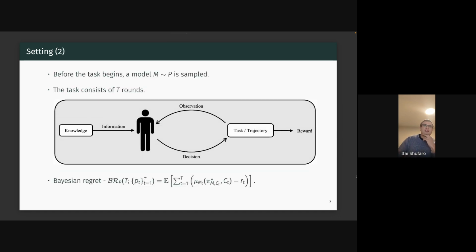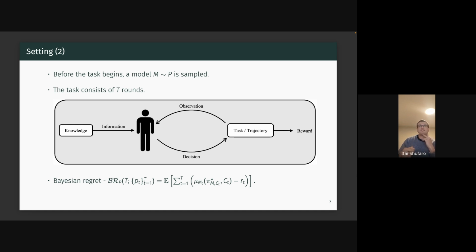Right? Every task in our setting follows a similar structure. So before the agent begins interacting with the task, some model is sampled according to our prior. Then the agent plays the task for T rounds. In every round, the agent receives a context that is also sampled according to the prior.